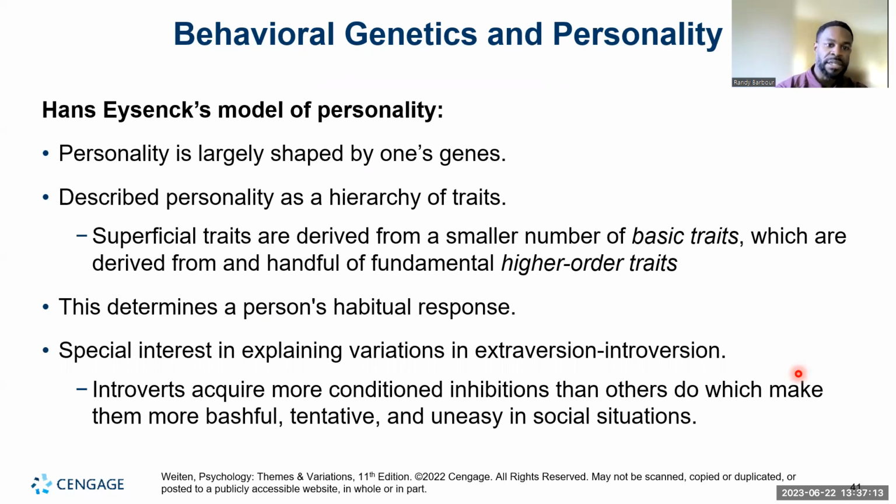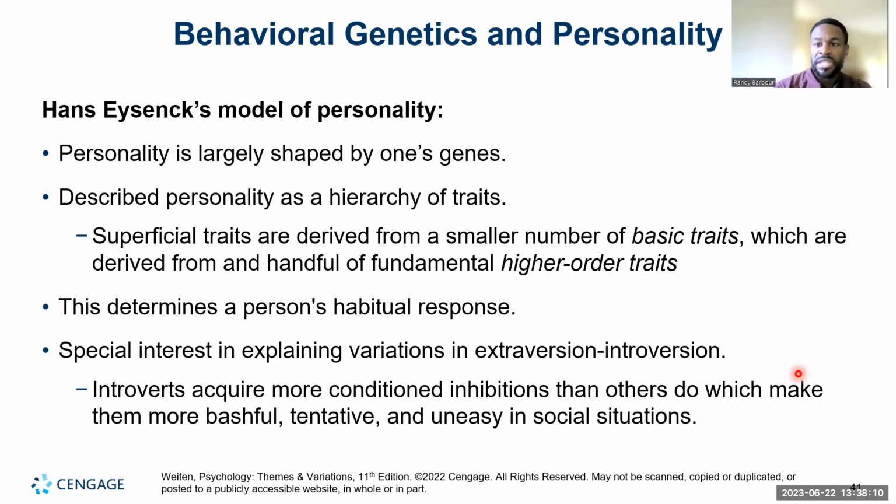So Hans Eysenck's model of personality described personality as a hierarchy of traits. You have these superficial traits that are derived from a smaller number of basic traits, and then those traits are derived from a handful of fundamental higher order traits. So when you think about extroversion, openness to experience, neuroticism, conscientiousness, agreeableness, all of those are higher order traits. And then those higher order traits have superficial traits that dive down from them, right? So the higher order trait is one node, then you have some superficial traits, and then you have some responses that are created. Those higher order traits and superficial traits then lead us to the habitual responses we have to certain situations that we're in.